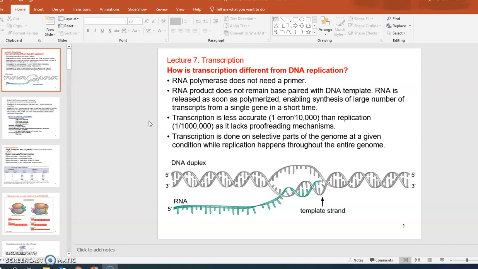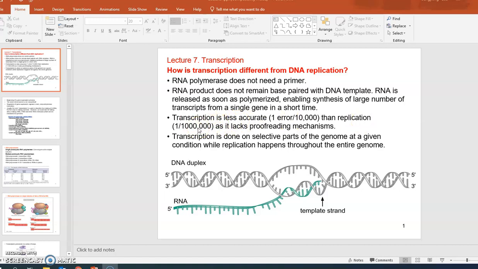DNA polymerase replicates both template strands semi-conservatively, right? But transcription only happens on one of the two DNA strands. So one of the two DNA strands, which is the coding strand, is transcribed. So that's different. Okay. And then accuracy-wise, transcription is less accurate than DNA replication.